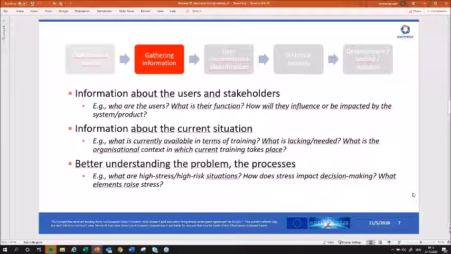Another piece of information that we have to learn more about is the current processes, the current situation. For example, how is training in dealing with stress during interventions now performed? What is currently the state of the art in training in police academies, and what might be lacking, what might be needed? In which type of organization does it take place? More specific practical details: how often are they trained? So it's really to get a better understanding of the issues that we are facing and the problems that we have to solve.